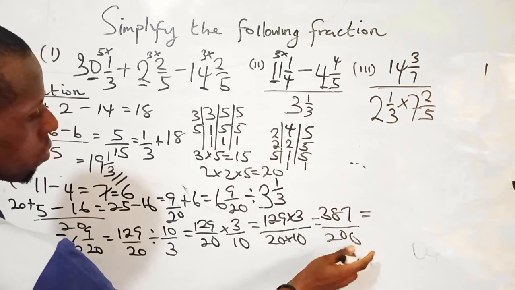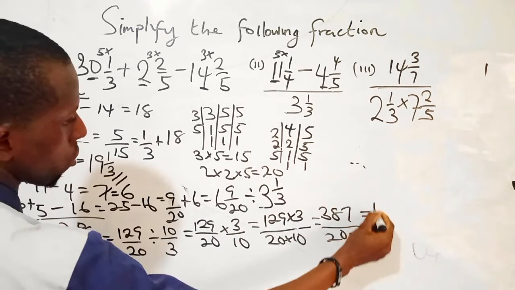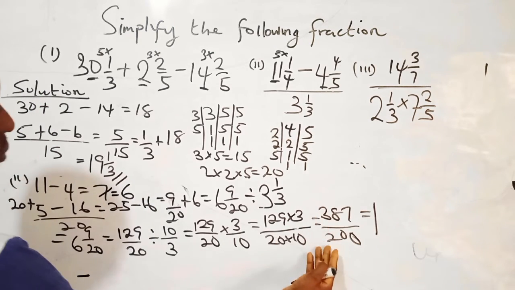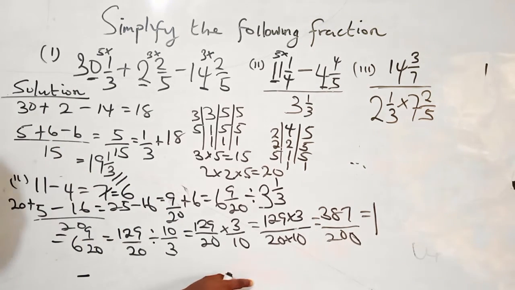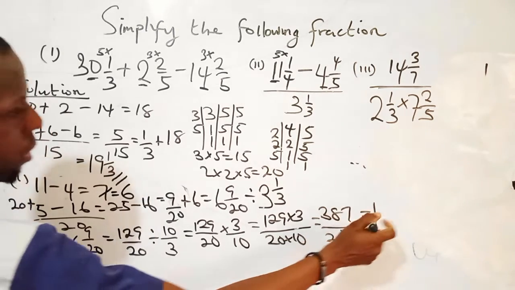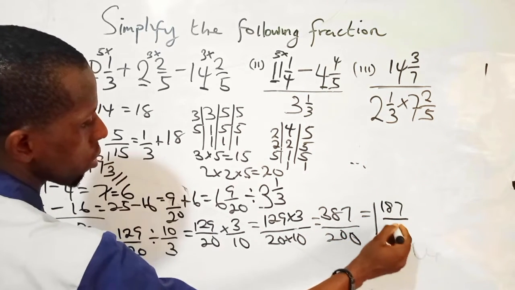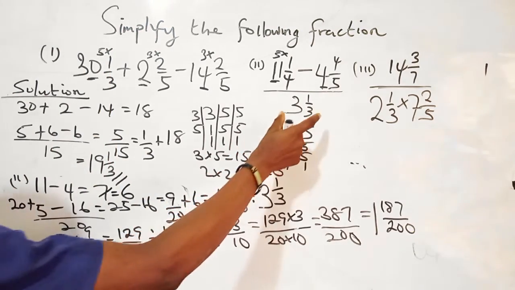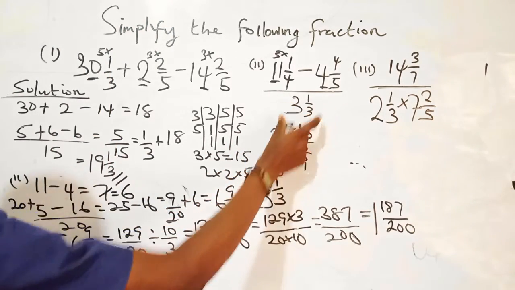So when we divide this, 200 in this is one whole number because we have an improper fraction. So it's better we change to a mixed fraction. So 200 in 387 is just 1. So we have 187 left over 200. That is the solution to the second part.